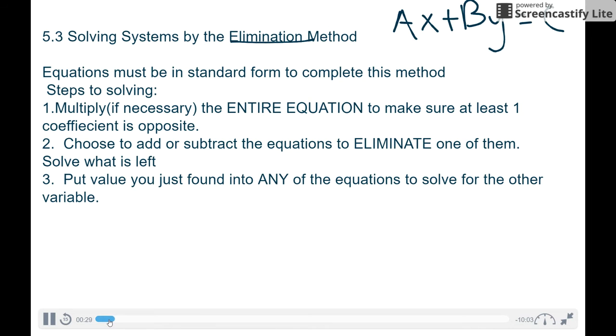Step one, it might not have to happen, but you have to multiply the entire equation to make sure at least one of the coefficients is opposite. And again, I'll show you that. Step two, choose to add or subtract the equations to eliminate one of them, and then you solve what's left. The last step is you put the value that you just found into one of the equations to solve for the remaining variable. And again, your answer has to be listed as an ordered pair, because those are the numbers that are going to be the solution to the equations.